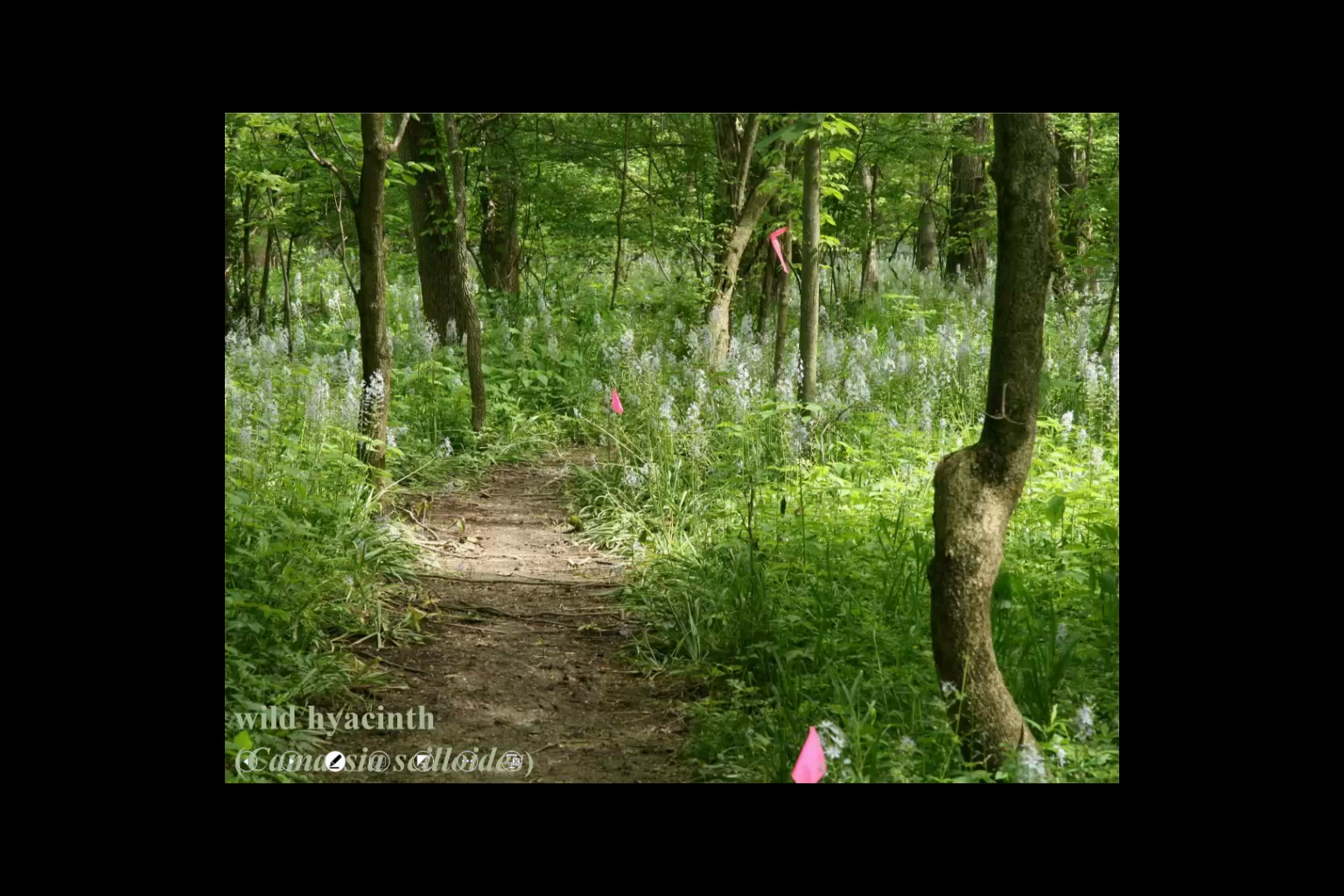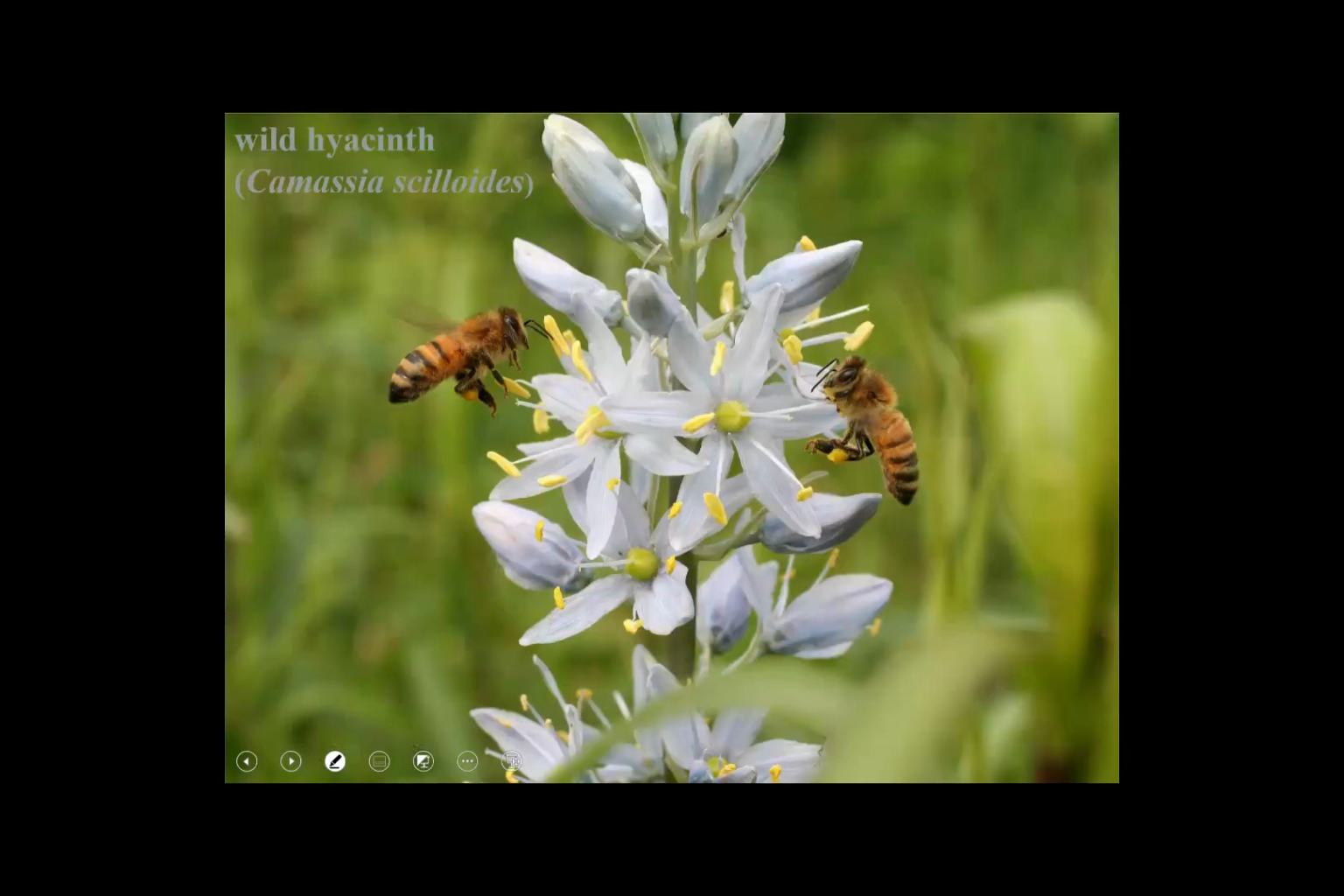A lovely native wildflower, formerly in the Liliaceae, is called wild hyacinth. It's not related closely to the garden plant that's called the hyacinth, but the wild part means that it could be thought of as reminiscent of it. This is a lovely spring wildflower that can form pretty vast swaths, like shown here in this woodland in Marion County. It's called Camassia scilloides, and the inflorescence is what's called a raceme. It's an elongate inflorescence with flowers that are individually stalked.